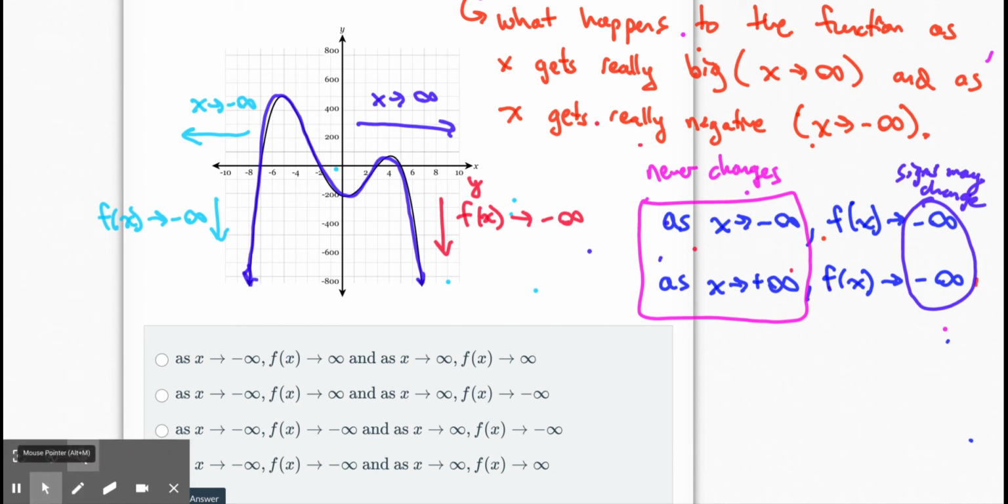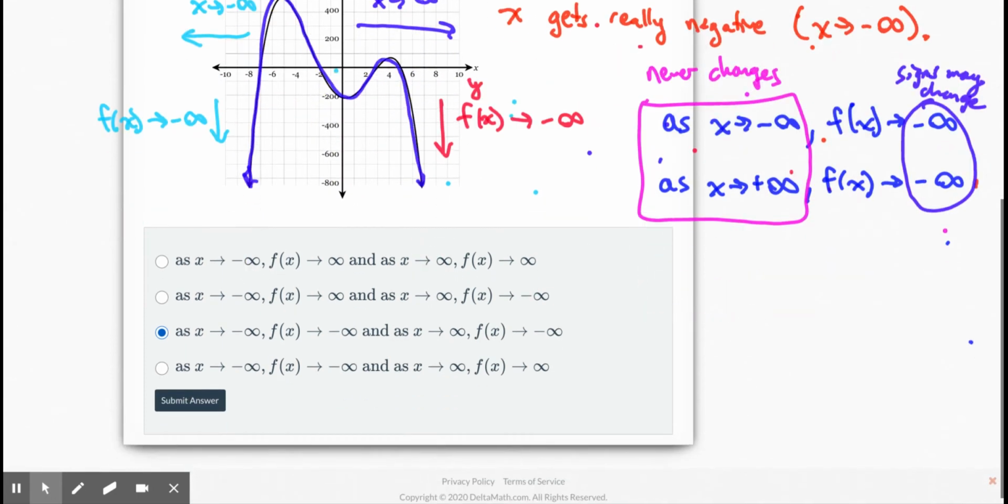So our answer here is they're both going down to negative infinity. So let's identify the right one here. As x goes to negative, looks like this one here. All right. So we've got as x goes to negative, f of x goes to negative. And as x goes to positive, f of x goes to negative. So that is our correct answer.